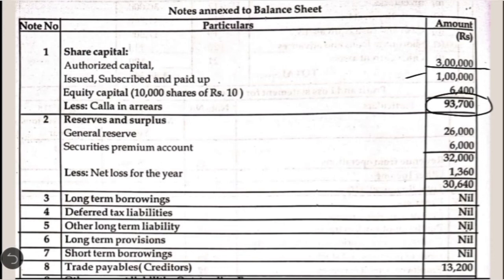Note number 2 is reserves and surplus. Here first we are going to write general reserve, then securities premium account. There is no profit and loss account balance brought forward from the previous year, so we have to adjust the net loss here itself. The general reserve balance is 26,000, securities premium account is 6,000, so we have a total of 32,000. From that the net loss for the current year, 1360, is adjusted, so the total of note number 2 is 30,640. Notes number 3, 4, 5, 6 and 7 are nil because the information is not given. Note number 8 is trade payable, where we are going to write creditors amounting to 13,200.